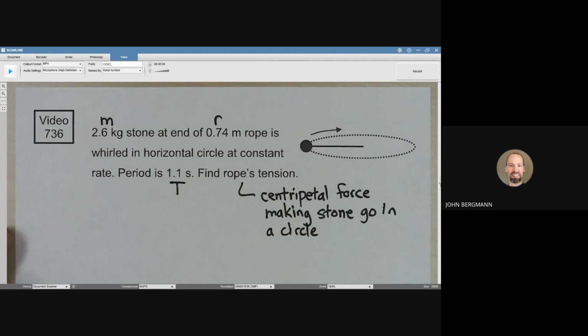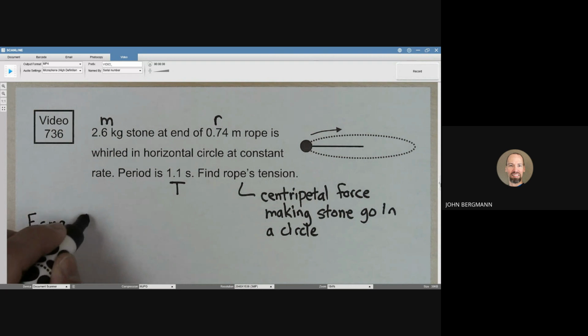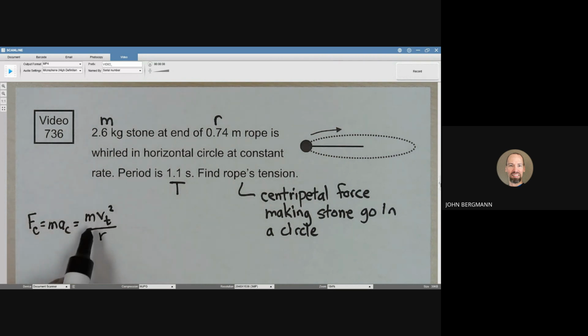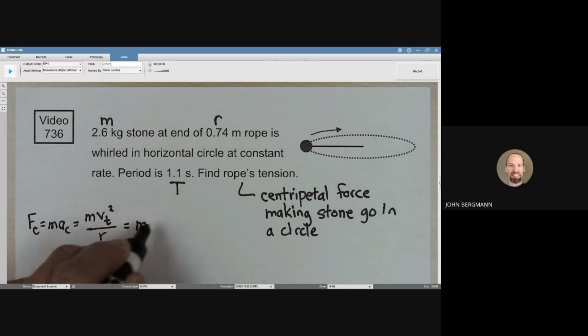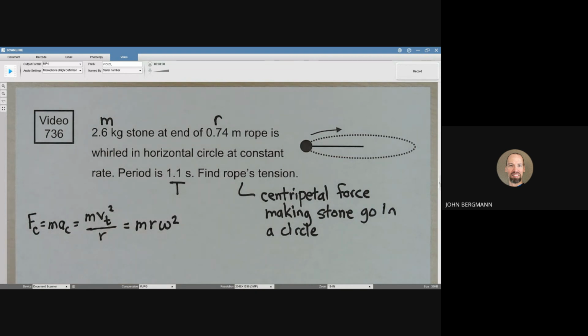We wrote down in a previous lesson some possible equations that we could use for centripetal force. One is the mass times the centripetal acceleration. Since the centripetal acceleration is the tangential speed squared divided by r, we could write m v_t squared over r. Or since the centripetal acceleration is r omega squared, we could use that as well.